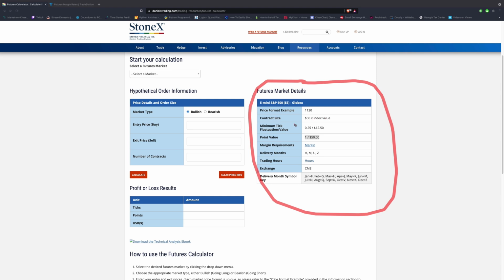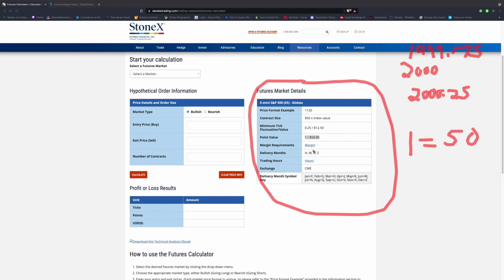And then you see where it says minimum tick fluctuation in value. It says 0.25 and $12.50. This tells me that when I look at the E-mini S&P 500 or ES, so in TradeStation it's @ES, to pull up the data, it's going to be fluctuating in 0.25 increments. So it's going to have 2000, 2000.25, or it could be 1999.75 on the opposite end. And every 0.25 move is worth $12.50. So we could say 1 point equals $50.